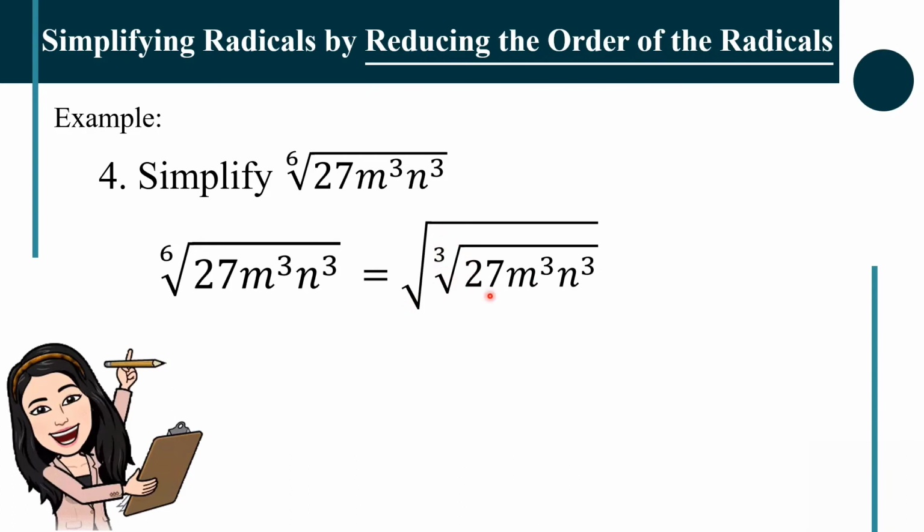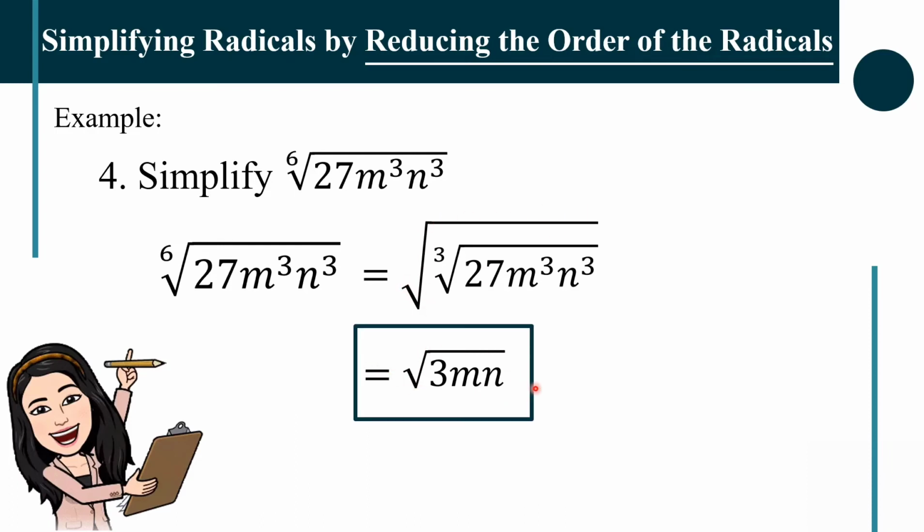So, let us simplify this inside radical. This is just what's outside and what's inside, right? So, what is the cube root of 27? We have 3. What is the cube root of m cube? We have m. And n cube, we have n. So, therefore, we copy the outside radical, which is the square root. So, therefore, our final answer is the square root of 3mn.